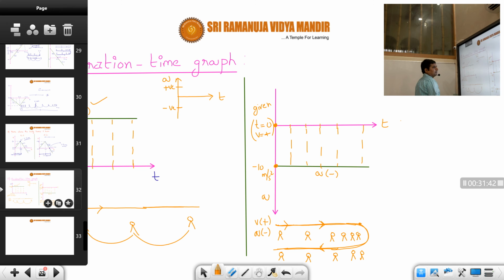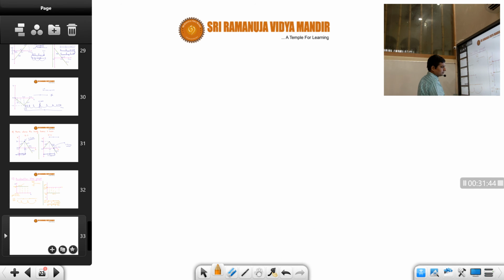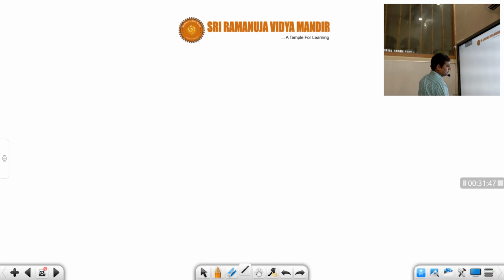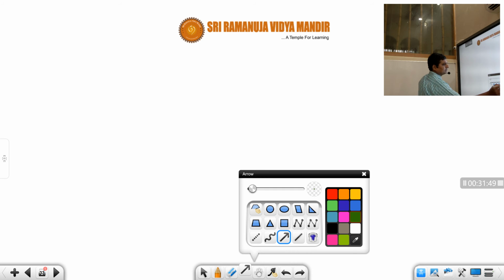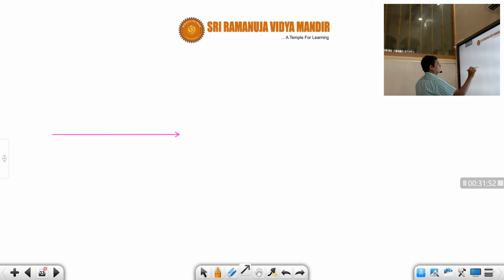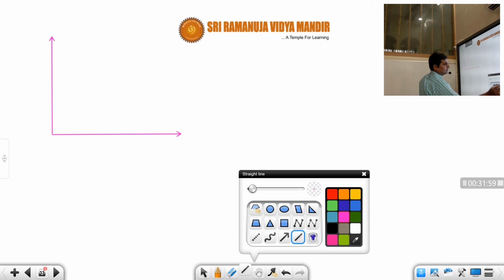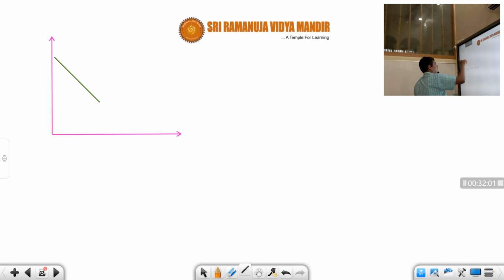So now I'll give one interesting question, students. Very interesting. Let us see this one. Suppose the shape of the a-t graph is like this. This is a, this is t. Now students, at time t equal to 0, let us say some acceleration is 10 meter per second square. So now as time increases, what is happening?